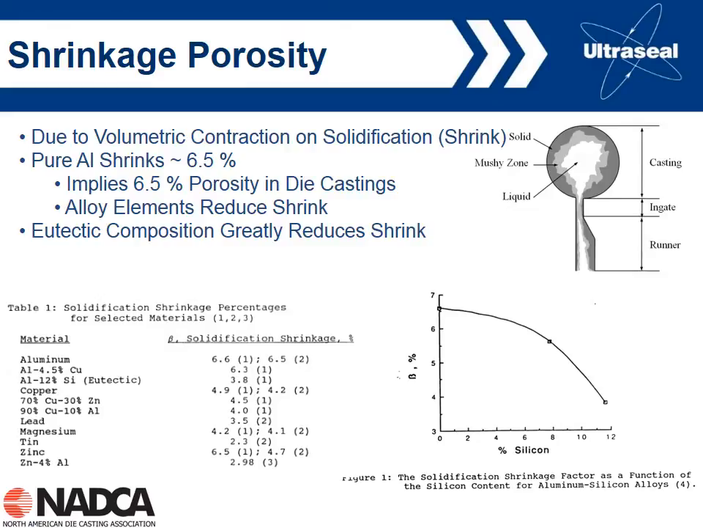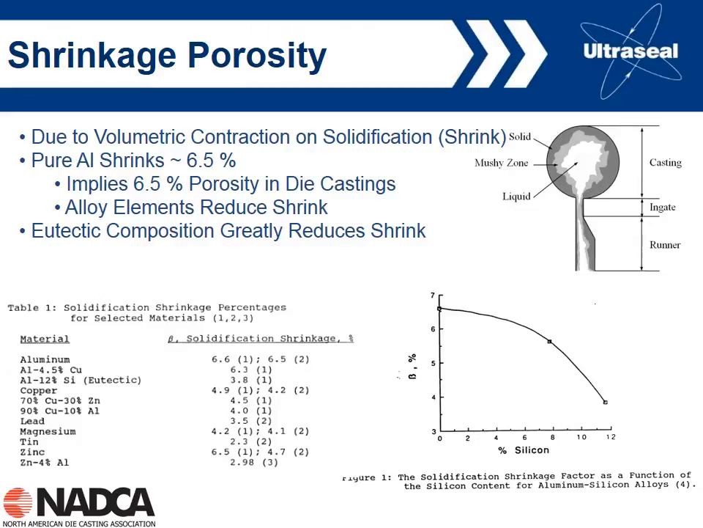Same happens with zinc. If we look at this data here on the left, we can see that there's a couple of data points here, but the volumetric shrinkage for pure zinc is 5-6% or so. If we add just 4% aluminum to the zinc, now we're down at less than 3%. And so most of the Zamac alloys are based on the zinc 4% aluminum system. So we can see, again, with these alloys, we can reduce the volumetric shrinkage.